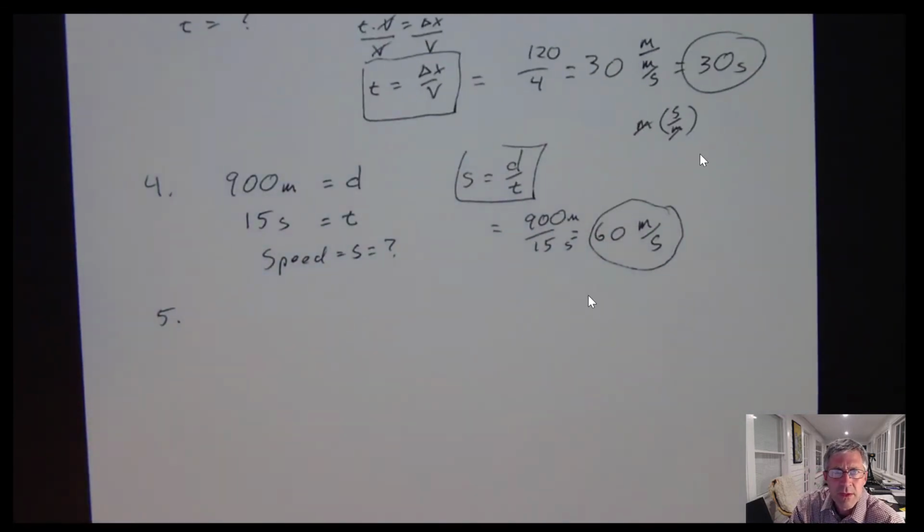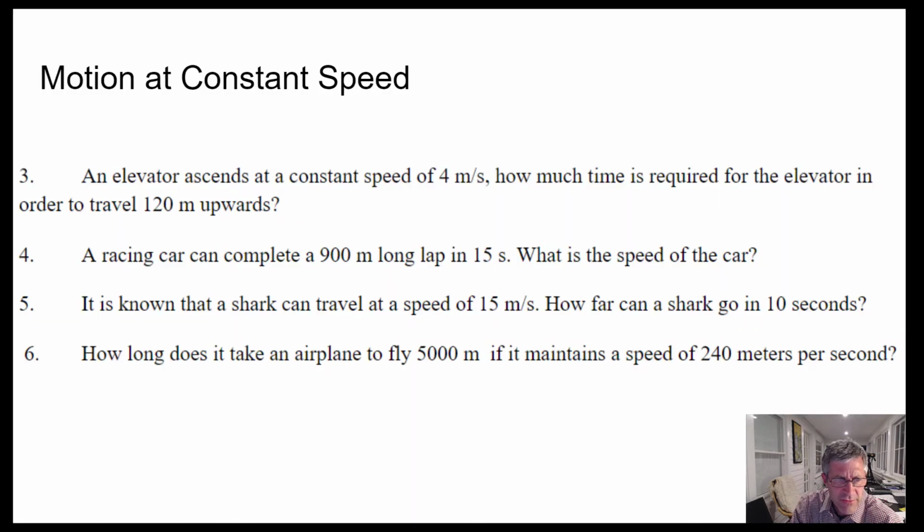Number 5. It is known that a shark can travel at a speed of 15 meters per second. Oh, good grief, that's fast. Somebody Google that, see how fast that is. It's got to be like 35 miles an hour, maybe. 15 meters per second, that's pretty quick. So the 15 meters per second is the speed, so I'll use S for that. How far can a shark go in 10 seconds?